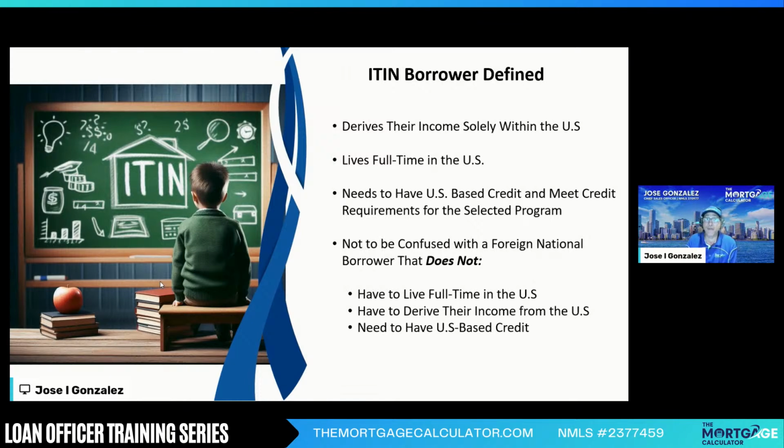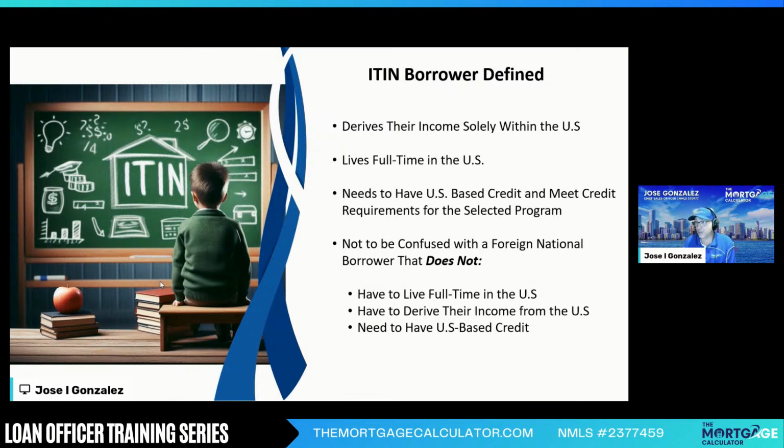This is where they have their credit, because the ITIN borrower also needs to have U.S.-based credit and meet the credit requirements for the selected program, whatever that may be, right? Whatever the minimum credit score for the program, whatever the trade line requirements are for that particular ITIN program, because remember, it's non-QM. All the guidelines are going to be different. They're all going to have a different matrix for credit as well, and LTVs.